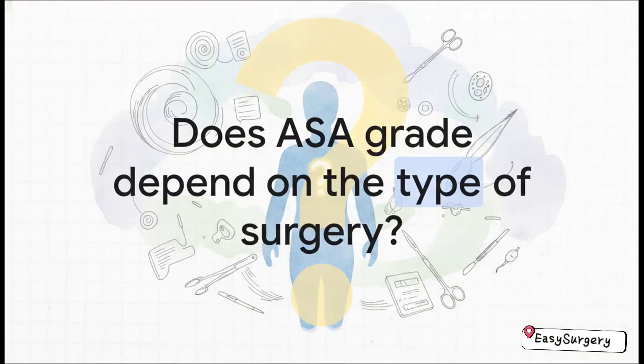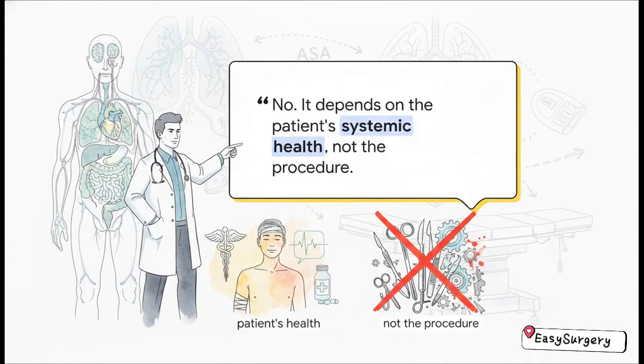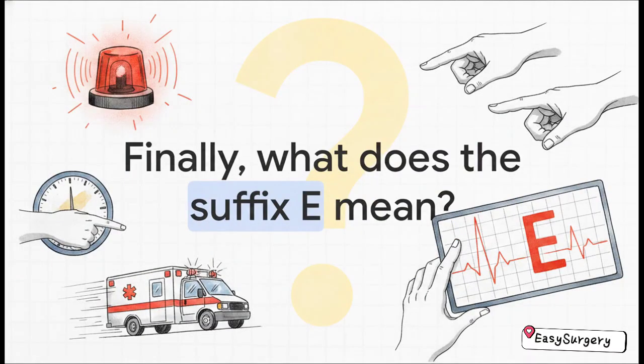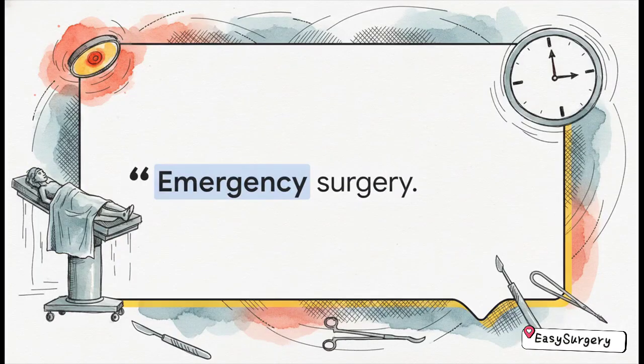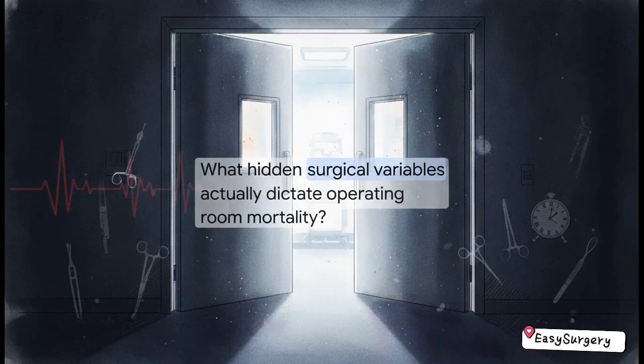Then, the examiner nods and follows up. And does the ASA grade depend on the type of surgery being performed? Now, this is a direct test to see if you're going to fall for the most common medical student misconception. No, it depends on the patient's systemic health, not the procedure. You make it totally clear that surgical complexity has absolutely zero impact on the ASA score. Finally, the examiner gives a rapid-fire follow-up to test your knowledge of clinical modifiers. Finally, what does the suffix E mean? Emergency surgery. That's it. A quick, simple, and direct confirmation is literally all that's required to pass the station with flying colors. So, you've completely mastered the ASA physical status classification.